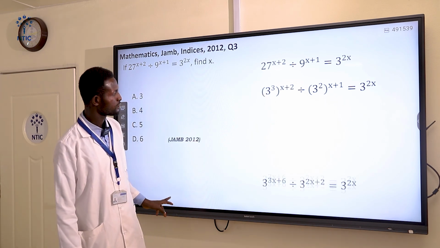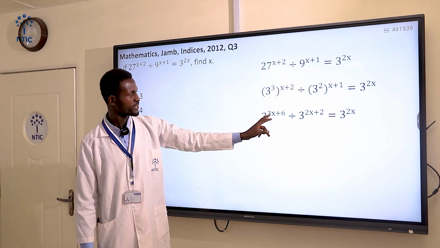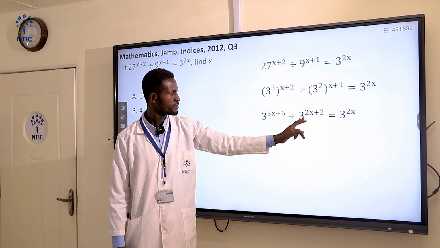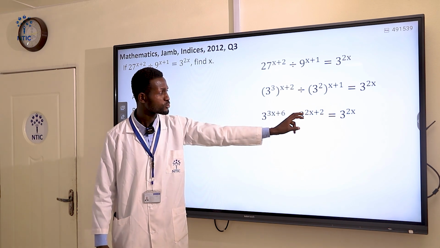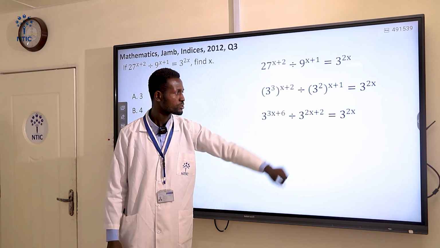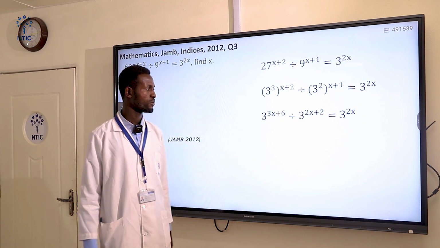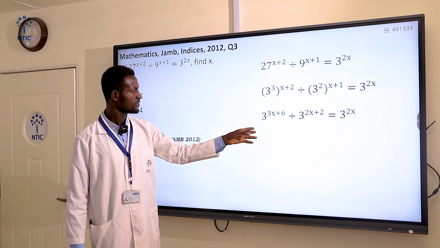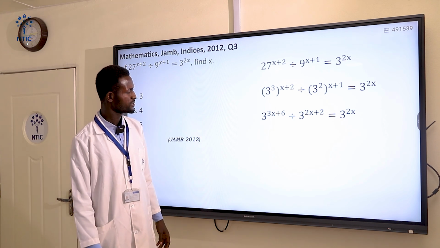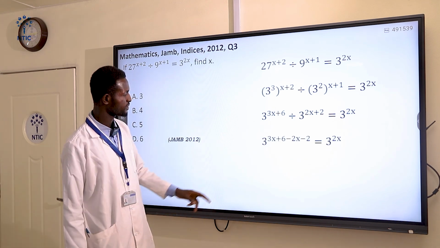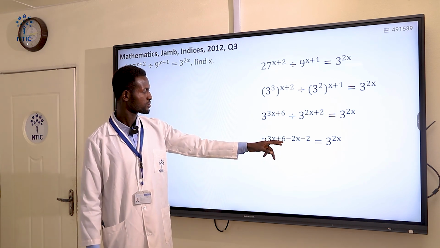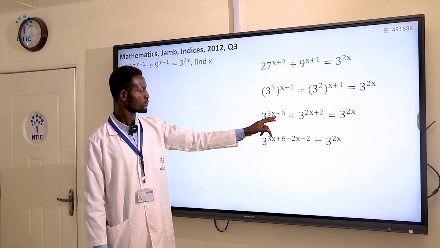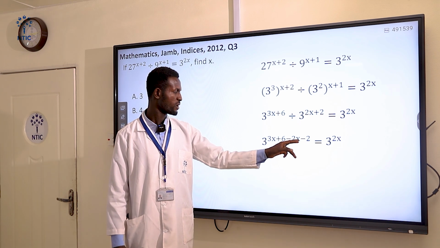Then we get 3 raised to the power of 3 times x, 3x, 3 times 2, 6, divided by 3 raised to the power of 2 times x, 2x, 2 times 1 plus 2, which is equal to 3 raised to the power of 2x. Then after that, since they all have equal bases, we can apply the law of indices. For division, it becomes subtraction. So we get 3 raised to the power of 3x plus 6 minus 2x minus 2.